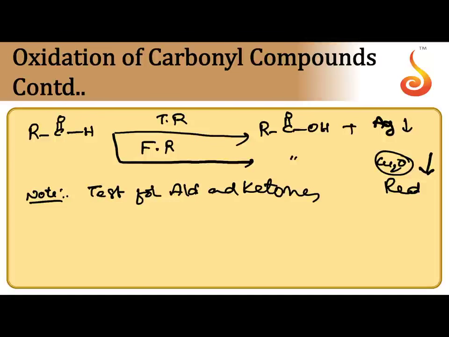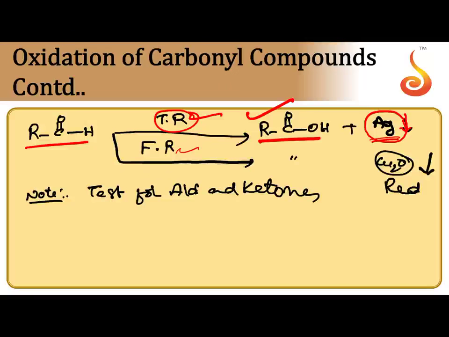Next, oxidation of carbonyl compounds by using Tollens reagent and Fehling's reagent. We know ammoniacal silver nitrate is called Tollens reagent. When it is added, RCHO undergoes oxidation to give carboxylic acid, and here Ag plus present in alkaline AgNO3 is subjected to reduction and precipitated as silver metal. This is also called the silver mirror test. As soon as Tollens reagent is added to an aldehyde, on the inner walls of the test tube we get a silver coating. That's why it is called the silver mirror test.